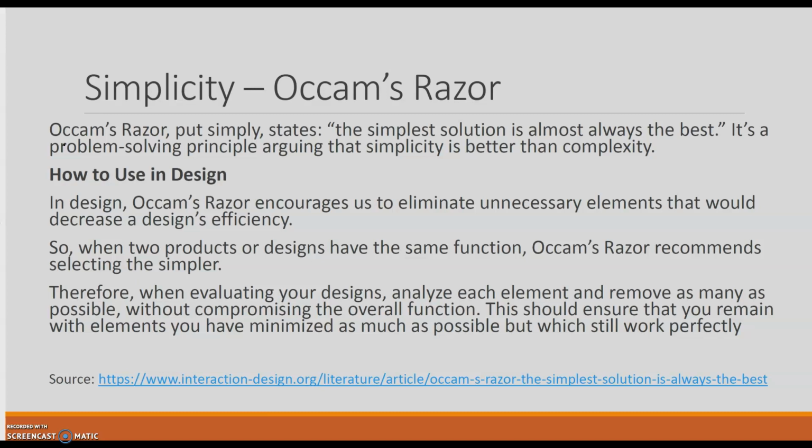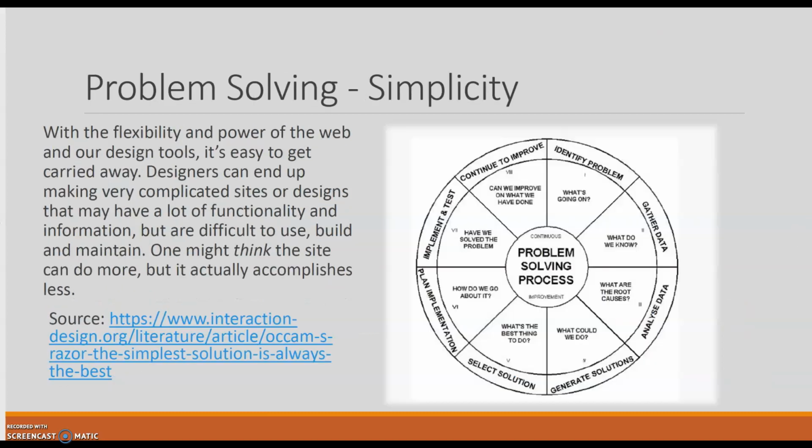Using the Occam's razor principles encourages us to eliminate unnecessary elements that would decrease a design's efficiency. So you want to be really careful about your design and ask, do we need all the buttons? Do we need all the text? Do we need everything that we're putting in there? Or is there a straighter path from where we want people to start to where they do activities? So when you're evaluating your design, analyze the elements, look at your prototypes, and remove as many as possible without compromising the function. That will really help with maintaining simplicity.